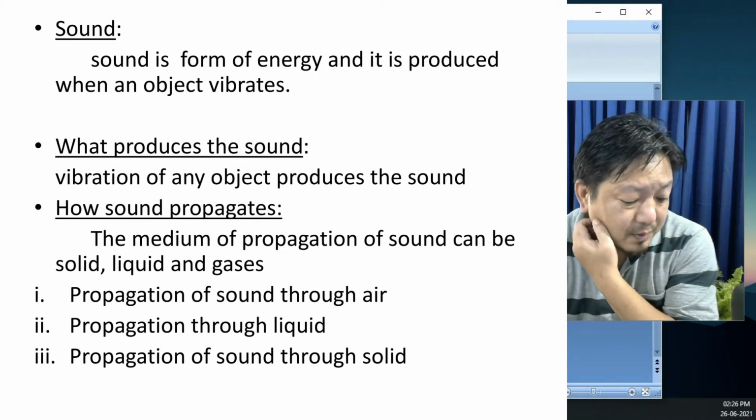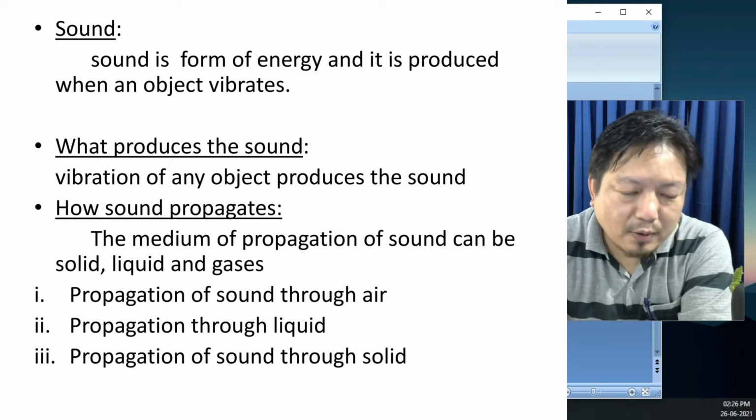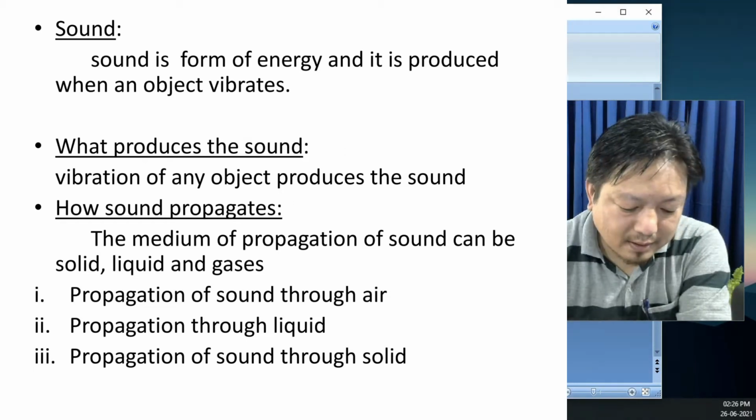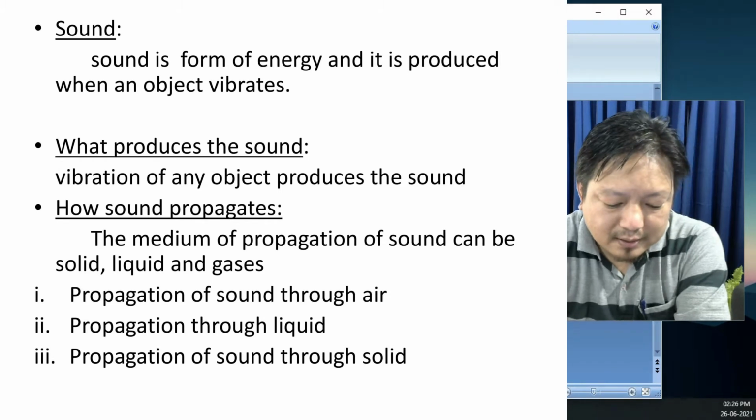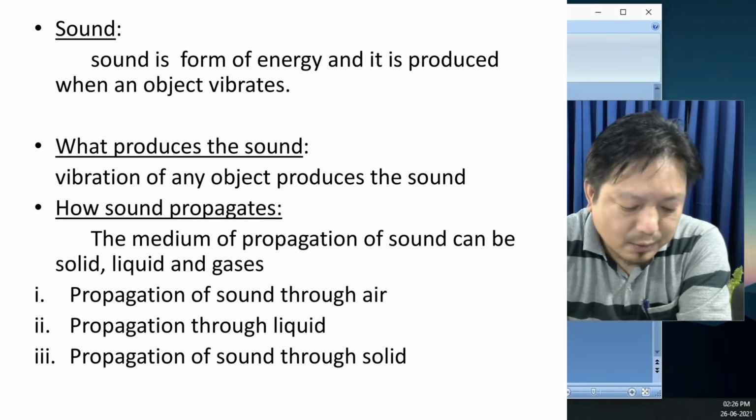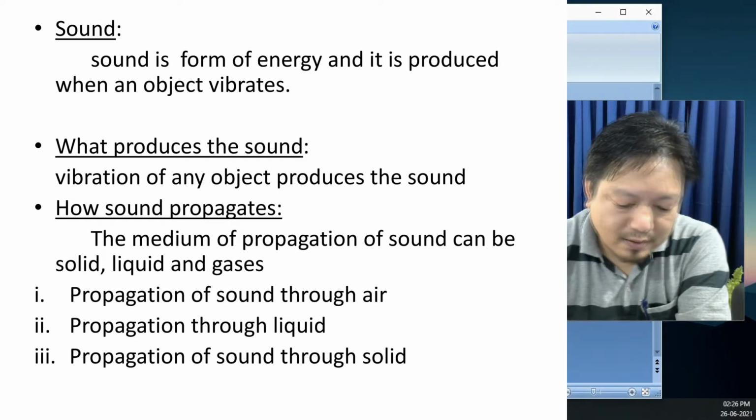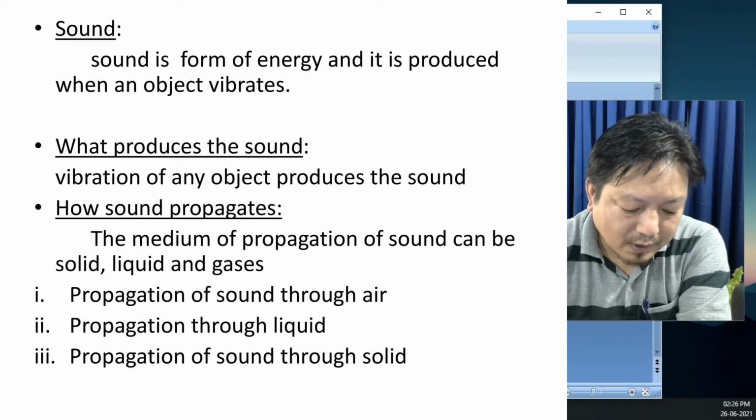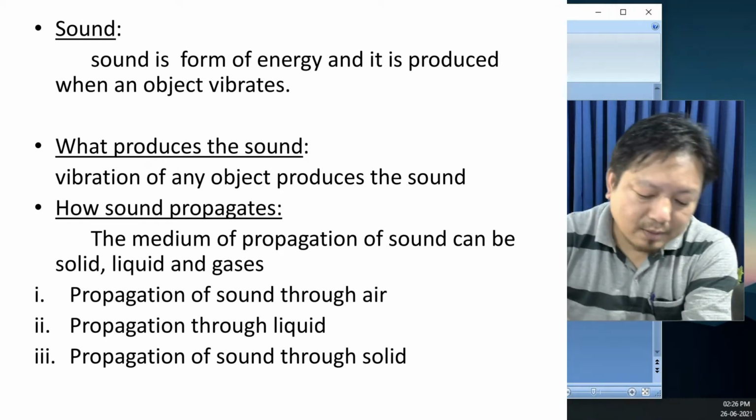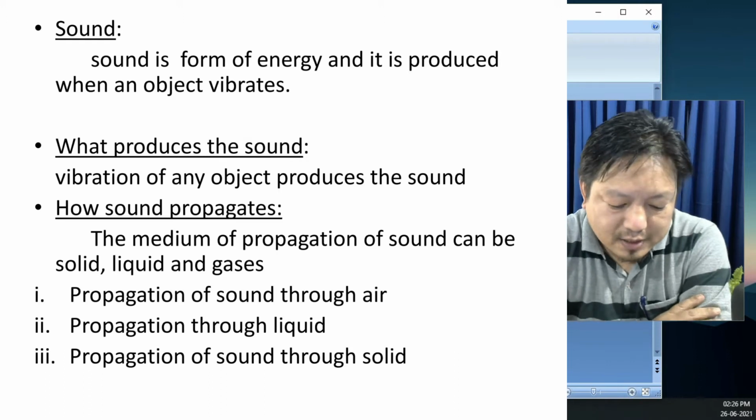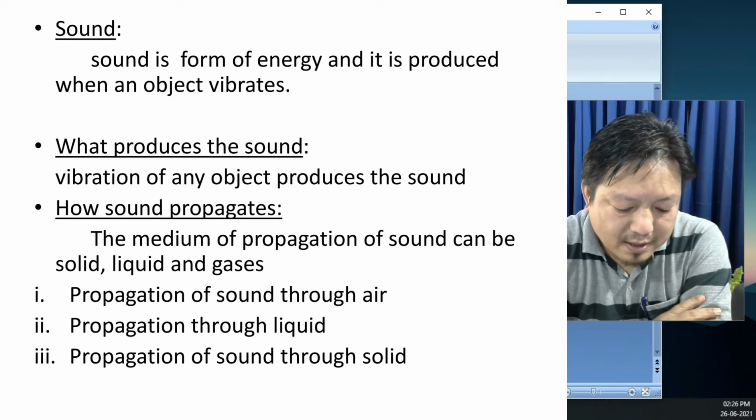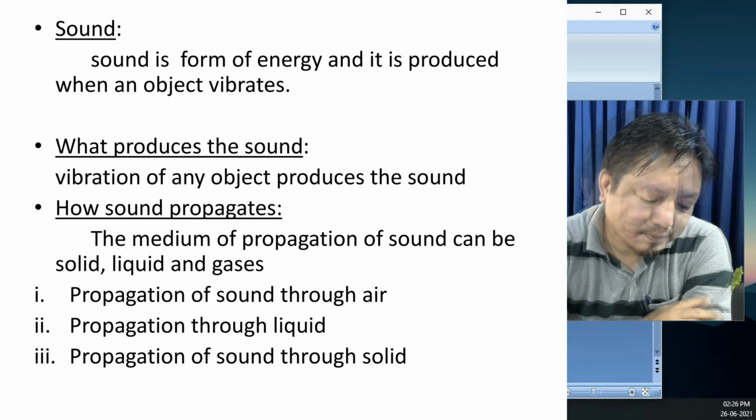So we hear so many sounds in our surroundings in our daily life. For example, if we pluck the string of a musical instrument, we hear a sound. And for another example, let's say pouring water into a glass or hitting something with a hammer. So these are some of the examples of sound. Sound plays a very important role in our life, and most importantly, it helps us to communicate with each other.